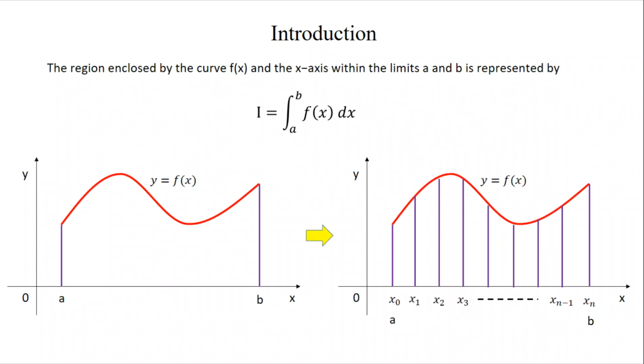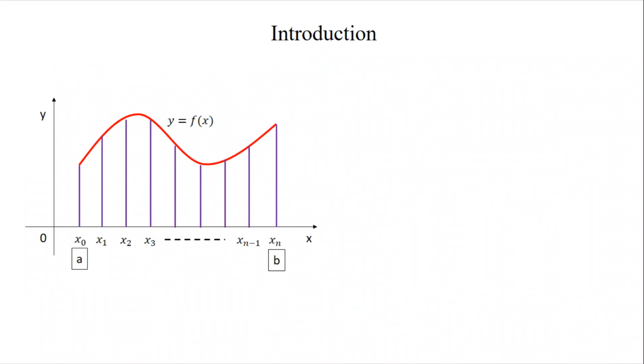Then the coordinates on the x-axis are x0, x1, x2, x3 up to xn, and related to these, the coordinates on the y-axis are y0, y1, y2 up to yn. Initial limit is a and final limit is b. After dividing this entire area into strips, consider the first 3 strips as area A1, then the next 3 strips as area A2, up to An.